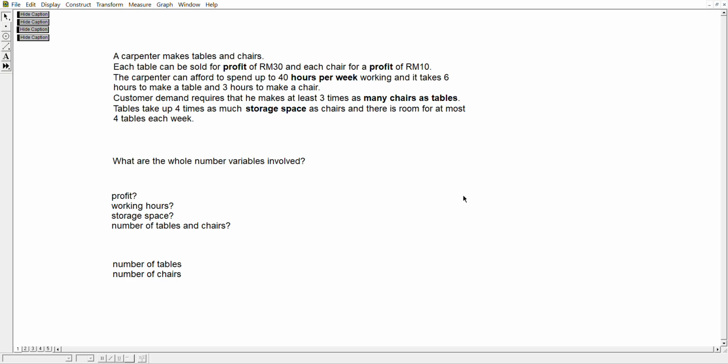So now we have identified the variables. The variables in this problem are the number of chairs and the number of tables. The others, profit, working hours, storage space, are all factors that affect the problem.